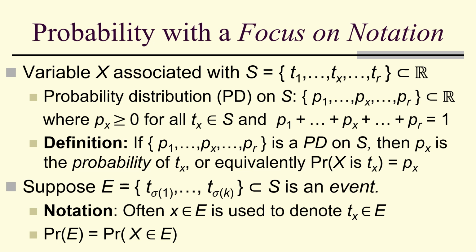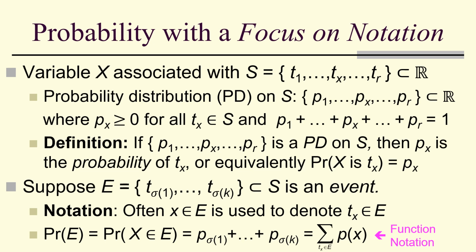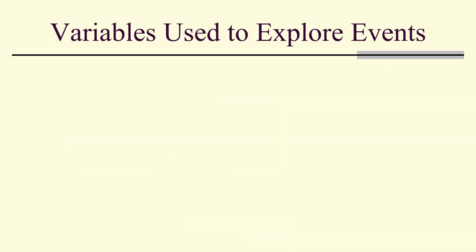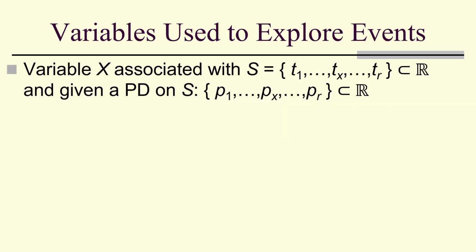So the probability of E, the probability that x is in E, is the sum of the probabilities, where this is over outcomes in E. This is what it looks like with function notation. And using our nice notation, we have a very nice representation. If E is an event, then the probability of E is the sum over x in E of P of x. So we can use variables to explore events.